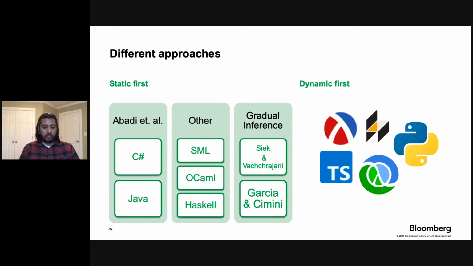There is also a small section of work out there which addresses this whole issue of gradual type inference. So they start off with a static based language, and they look at how you can add dynamic types into this whole type inference process. Two important works in this bucket are one by Siek and Vachharajani and the other by Garcia and Cimini, which address the same problem, albeit from slightly different approaches.